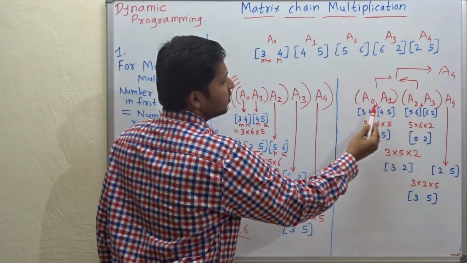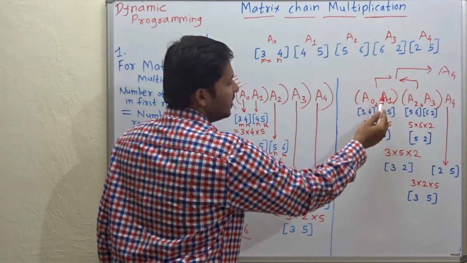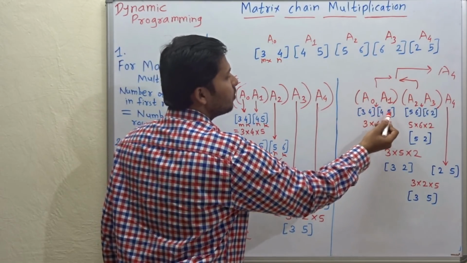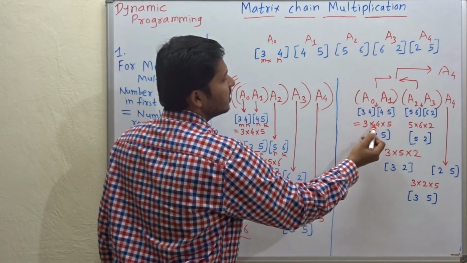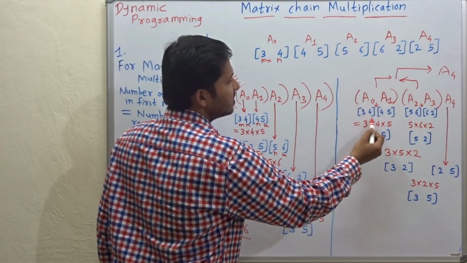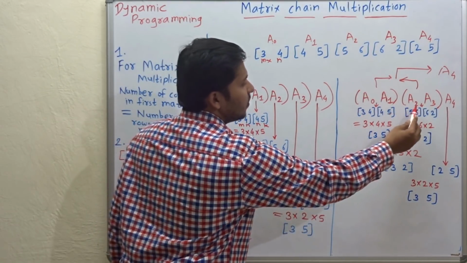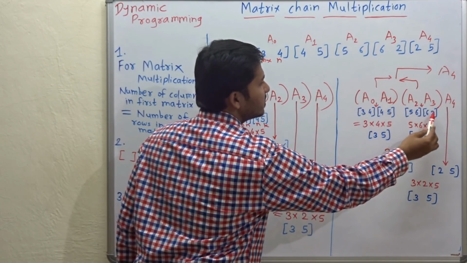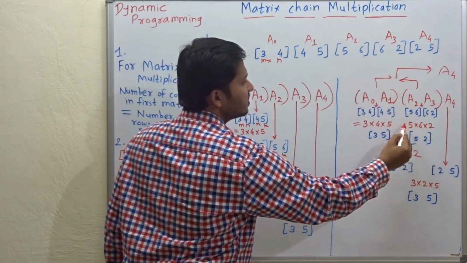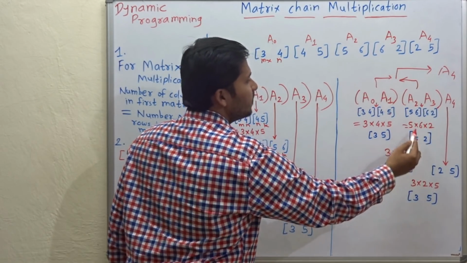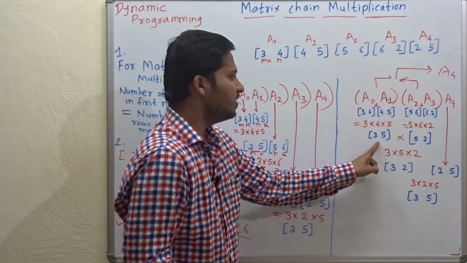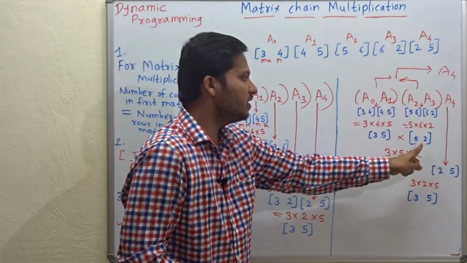See, A0 into A1 means 3 by 4 into 4 by 5. So the cost is 3 into 4 into 5 and the result is 3 by 5. Now A2 into A3 means 5 by 6 into 6 by 2. So the cost is 5 into 6 into 2 and the result will be 5 by 2. See, this is A0 into A1 and this is A2 into A3.